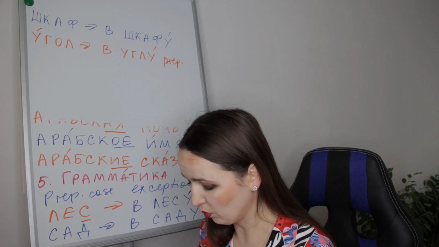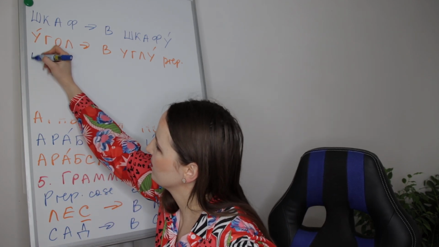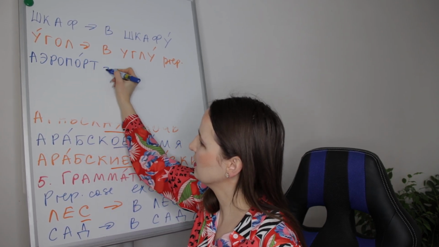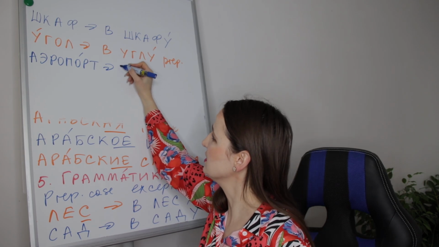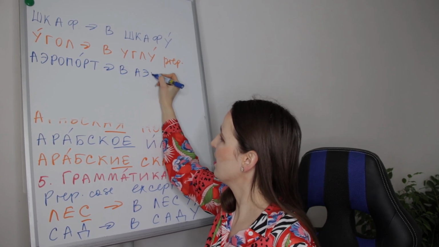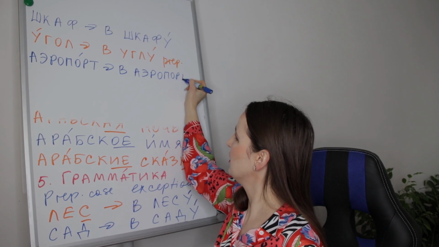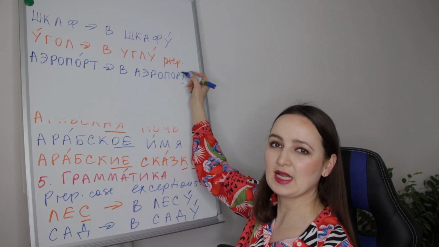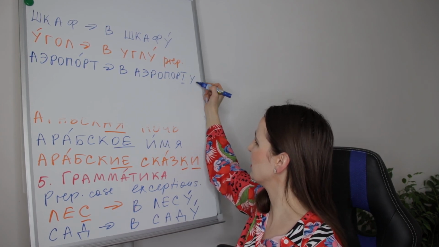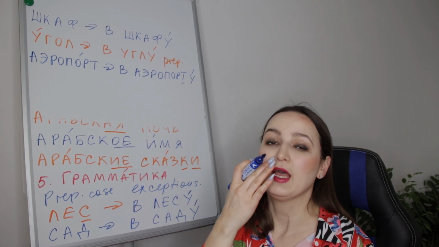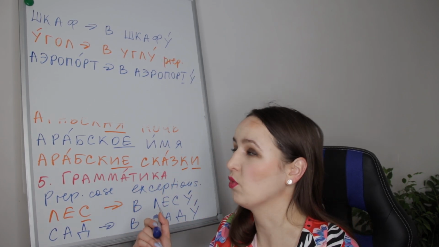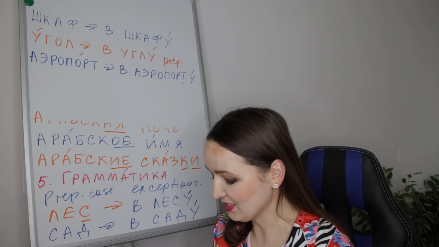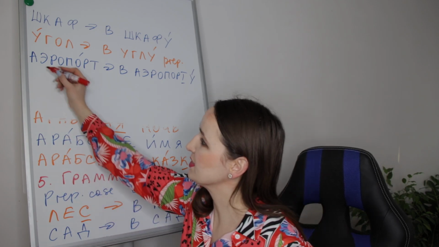Хорошо, and the last example will be with аэропорт. Аэропорт. And in the airport is в аэропорт. According to the rule, we can see that it's masculine, we have to add "ye", but not in this case because it's an exception. I will add "у". В аэропорту. At the airport. Where? В аэропорту. These were exceptions. Let's continue with number 6.